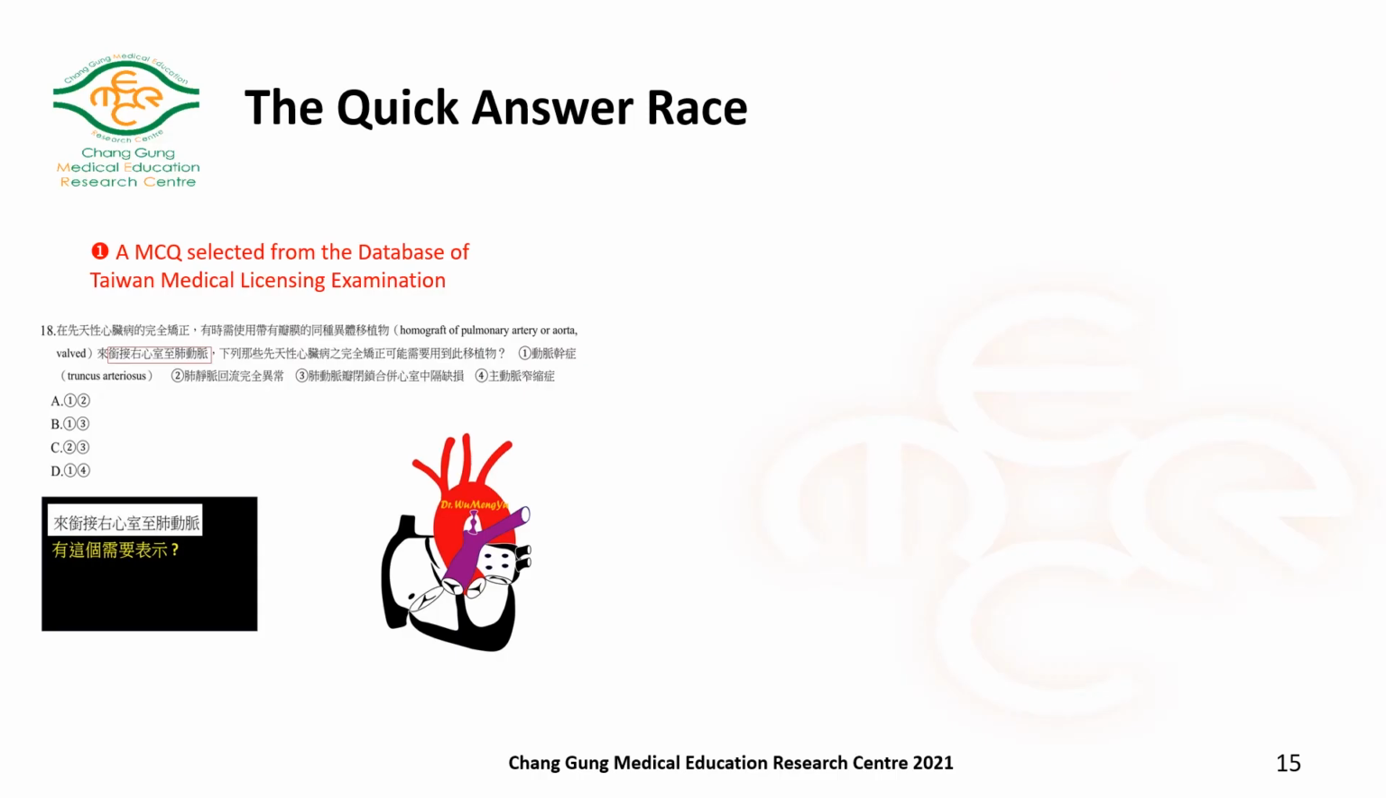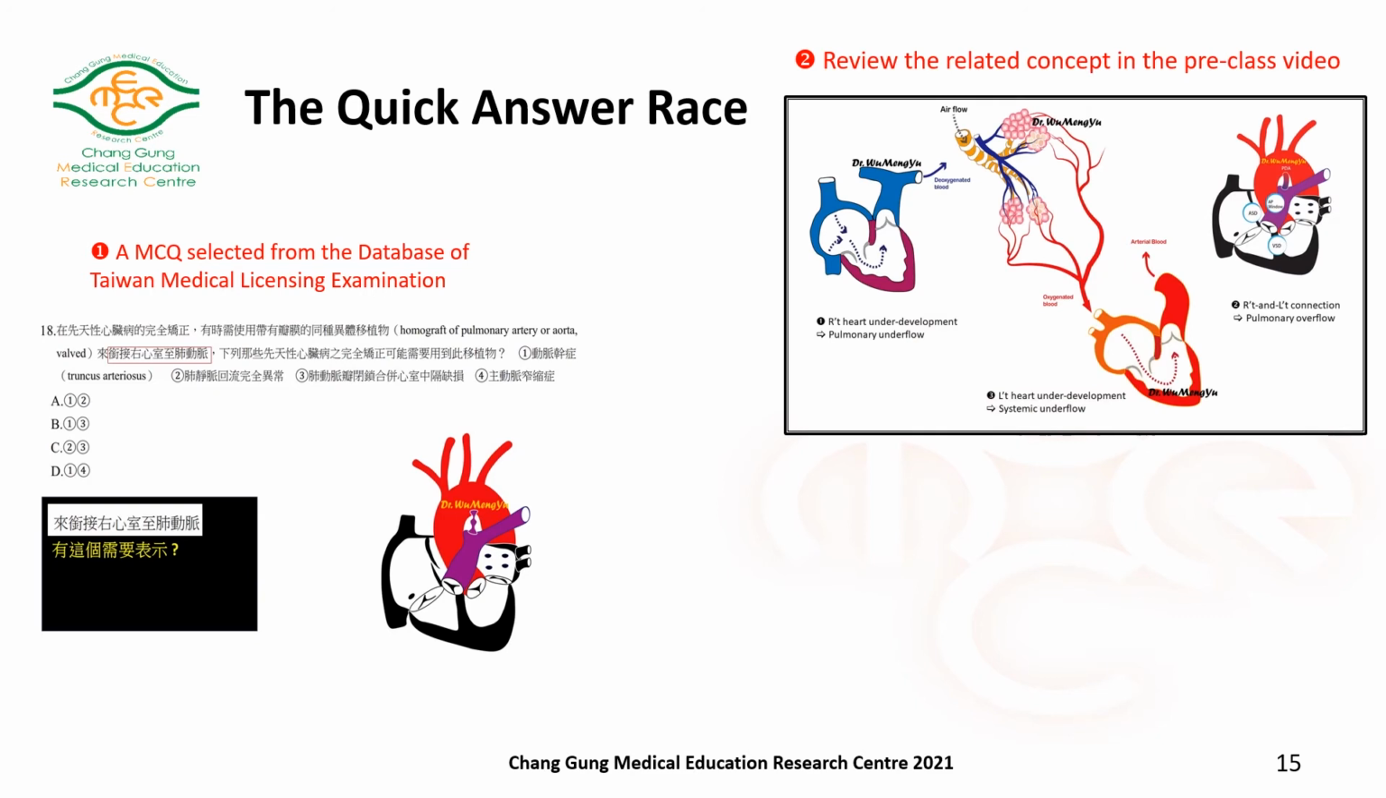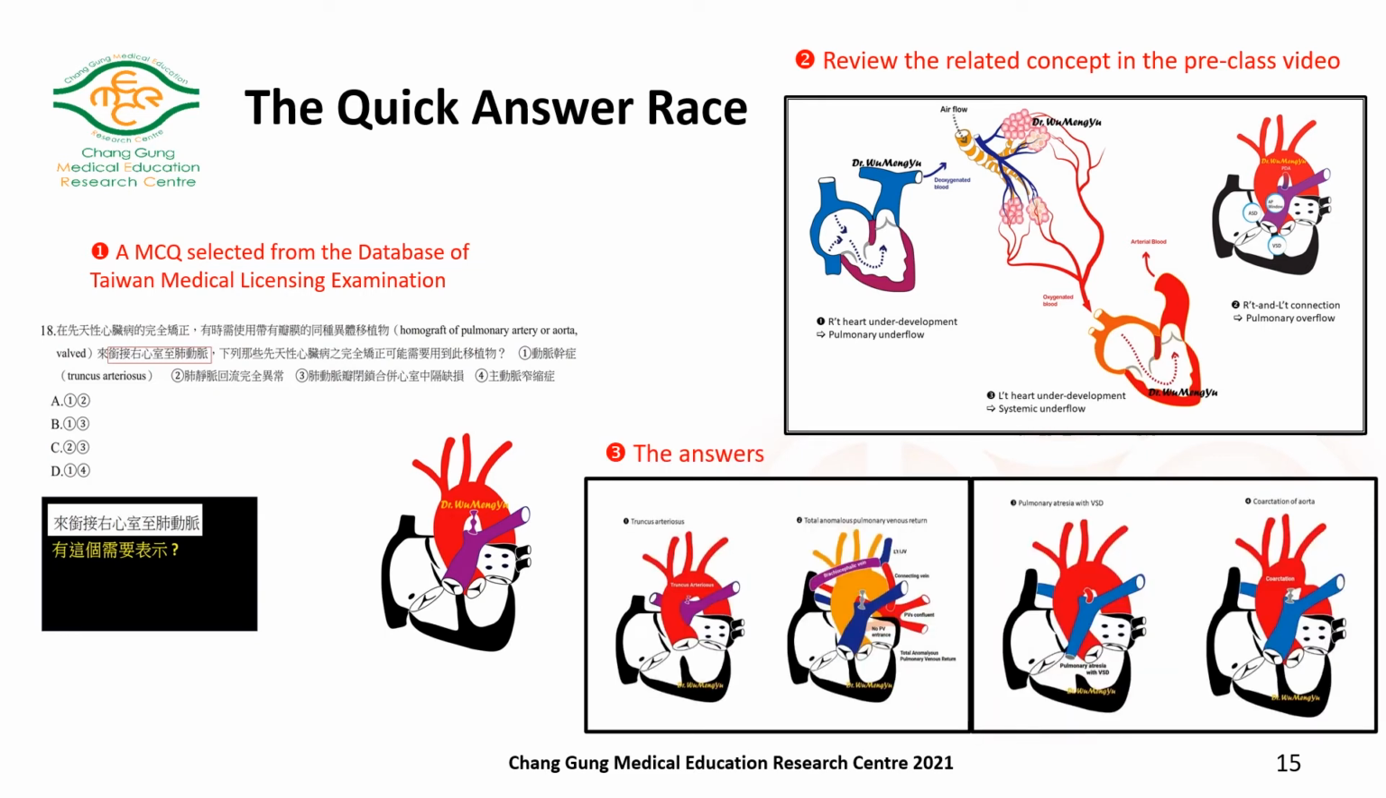This slide shows the process of the quick answer race. First, I would show the multiple choice question. The question was related to the pre-class lecture and extracted from the Taiwan MLE database. I'll read the question and call a student to answer it within 3 minutes. The student got a score if answered correctly. If the student failed, I'd open the question to all. Before entering the next question, I would review the related concept in the lecture video and explain my thinking process to reveal the correct answer.